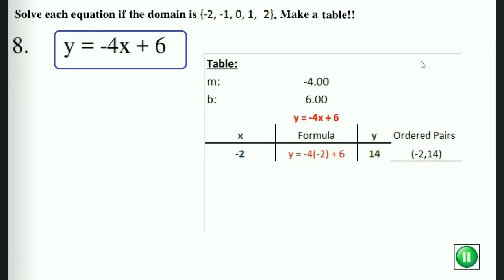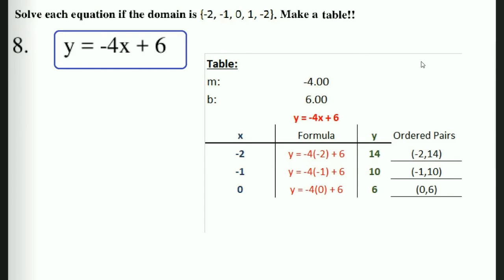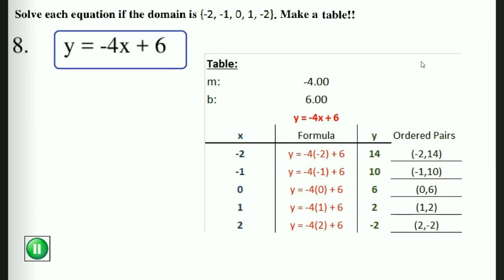If we plug in negative 2, y equals negative 4 times negative 2 plus 6 is 14. Our first ordered pair is negative 2, 14. Negative 1. If I plug in negative 1, negative 4 times negative 1 is 4 plus 6 is 10. 0, if I plug in 0, negative 4 times 0 plus 6, our ordered pair is 0, 6. 1, if I plug in 1, negative 4 times 1 is negative 4 plus 6 is 2. Our ordered pair, 1, 2. And our last one, negative 4 times 2 is negative 8 plus 6 becomes negative 2.